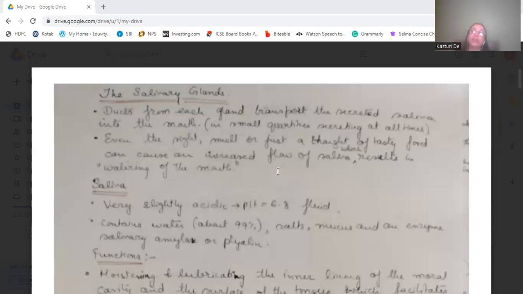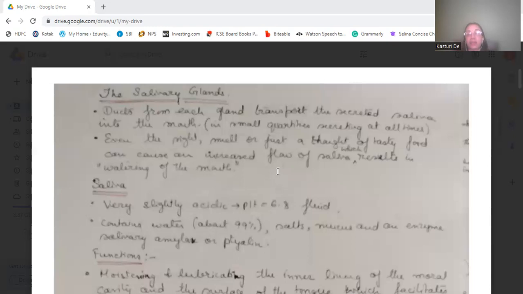Now, the ducts from each gland transport the secreted saliva into the mouth in very small quantities at all times. Even the sight, the smell, just a thought of tasty food also increases the secretion of the saliva and your mouth waters. Then we come to saliva. The salivary glands secrete the juices, that is the saliva.